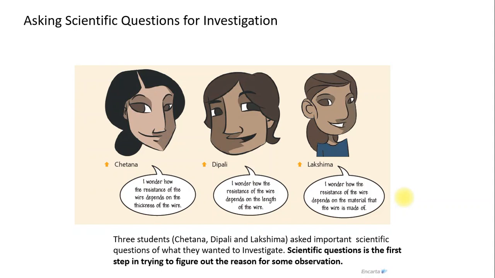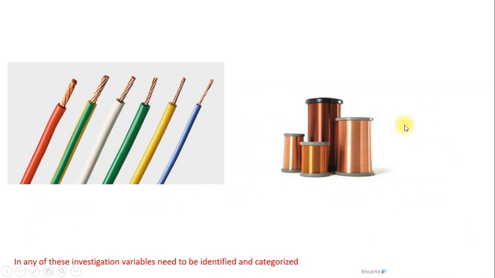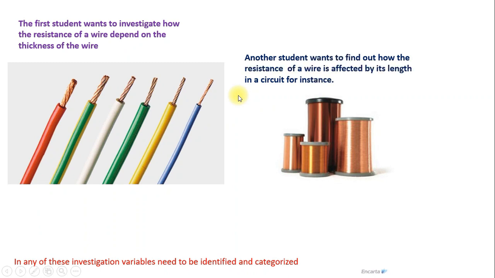Remember I said that science question is the first step or is a roadmap that will help you to find or figure out a reason for any observation that you made. Now, the first student wanted to actually investigate how the resistance of wire depends on the thickness, different thickness. Wanted to find out if wires that are thicker have more resistance or less.